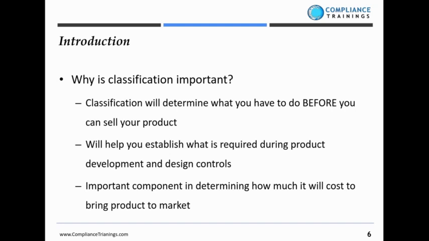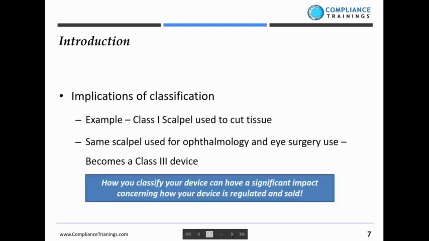Classifying your product certainly will also help you to establish what is required during product development and how design controls will apply to your device. And finally, product classification will determine the resulting costs that may or may not be associated with bringing your product to market. It really helps you cost out that process. And if we look at this from an example standpoint, a Class 1 device and a Class 3 device really are vastly different, concerning the costs that must be applied and the time required to bring a product to market.